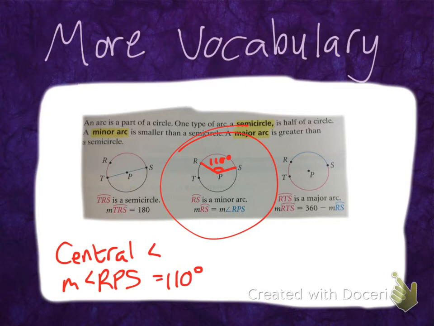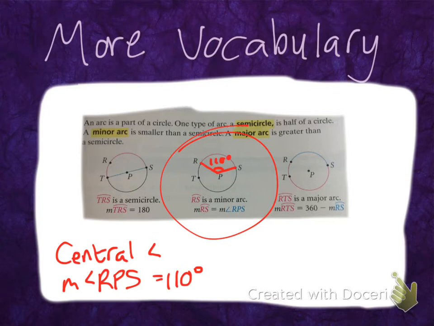If we are trying to describe any central angle, we would usually need to describe its measure. So the central angle specifically is angle RPS, and the measure of that angle is 110 degrees. Again, that's just an angle formed at the center of a circle.